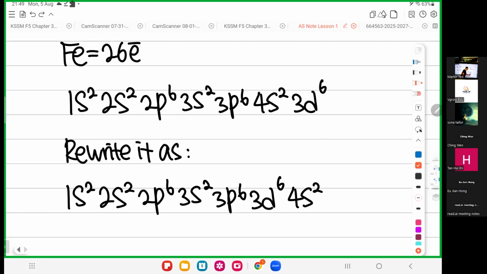Previously in the old syllabus, before year 2022, even if you wrote the whole thing without beautification, it was correct. But starting from year 2022 and onward, you must beautify, must. If you don't beautify, then it is wrong. So remember, when you have a d orbital appear, you need to do beautification.